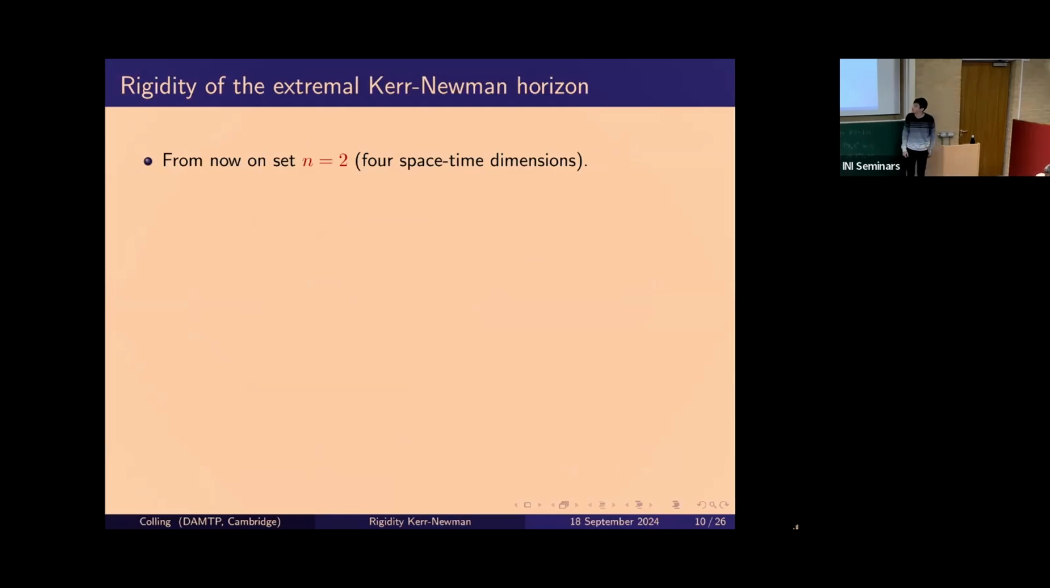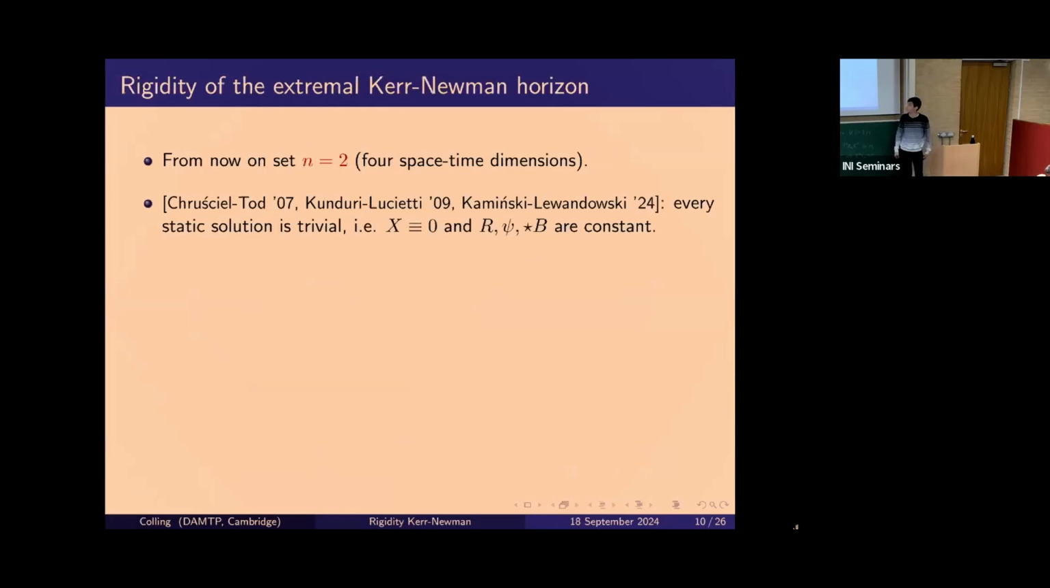If you assume that the solution is static, so the one-form dual to X is closed, then actually the solution has to be trivial. This was shown first in vacuum by Chruściel and Tod, and then it was extended to include a cosmological constant. Trivial here means that X is 0, psi is constant, B is a constant times the volume form, and the metric has constant curvature.